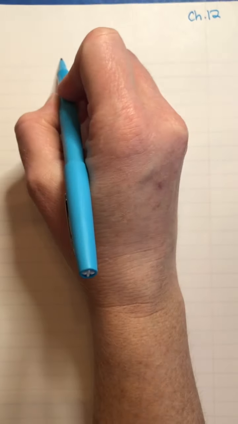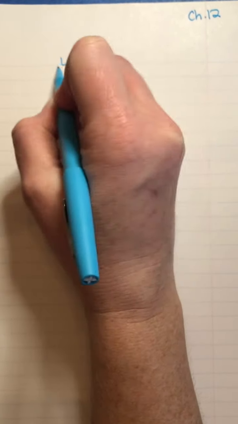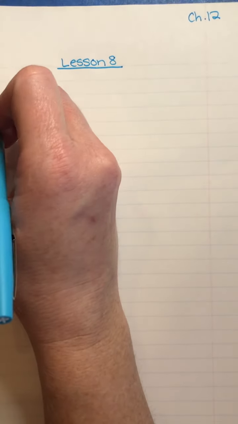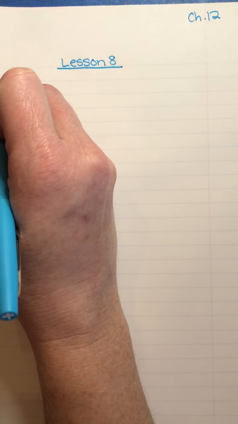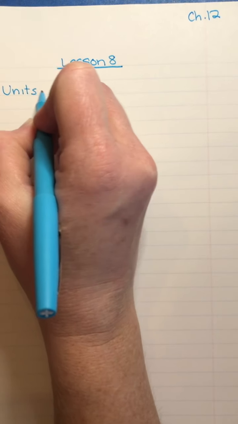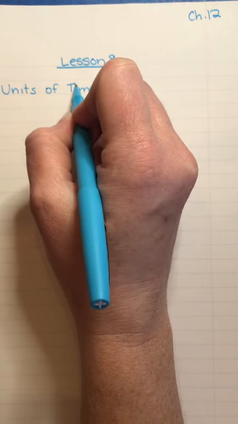Hey guys, for today's lesson we're going to be working in chapter 12 again. And today we're going to work on lesson 8. The focus for today's lesson, we're going to leave the metric system, but we're still going to work on conversions. But for today we're going to look at how to work with units of time. Yay, let's go back to using time.